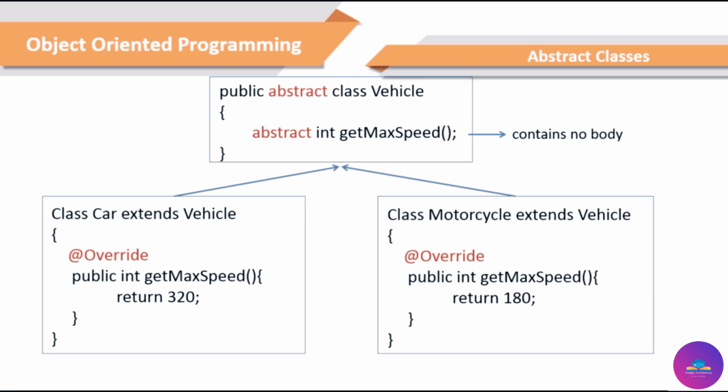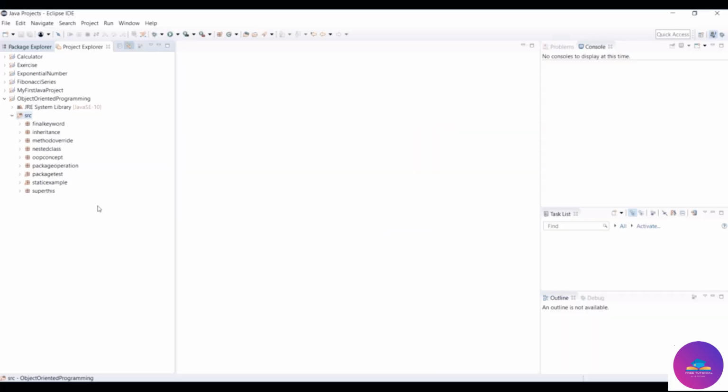So the car and motorcycle classes have to override the abstract getMaxSpeed method of the superclass Vehicle. Okay, so I heard a couple of pennies drop. So let's do some examples and we can understand the abstract class a little better.